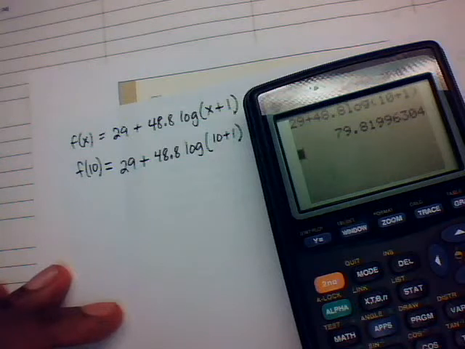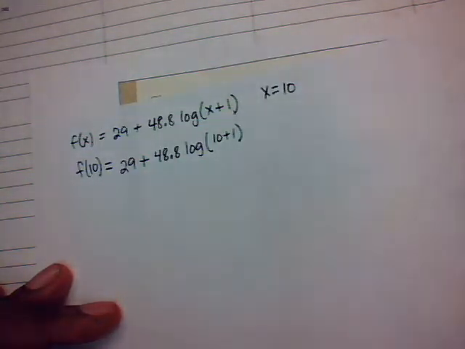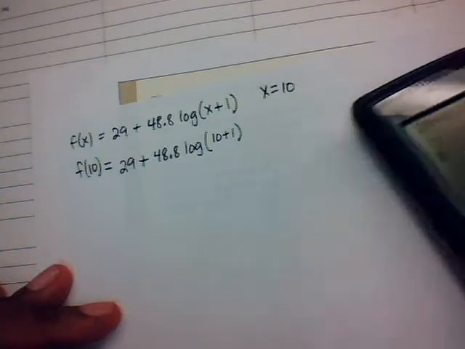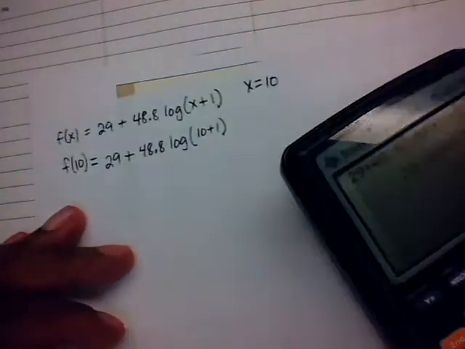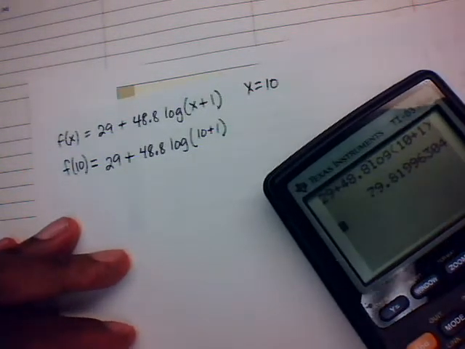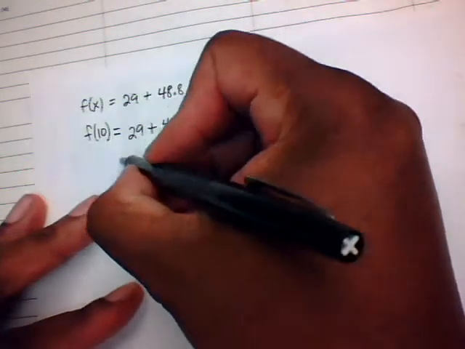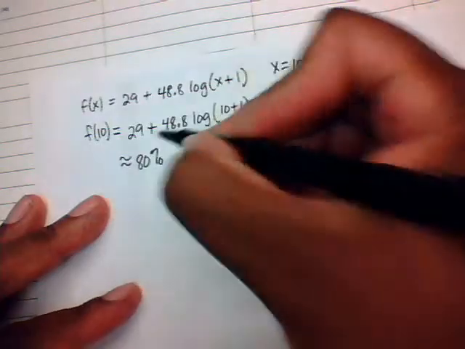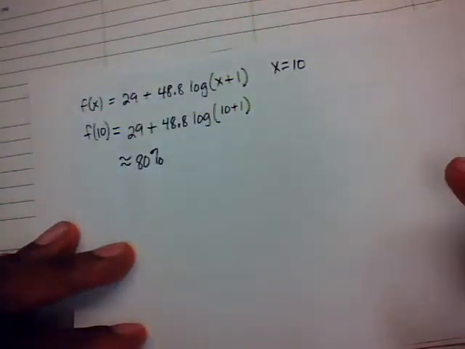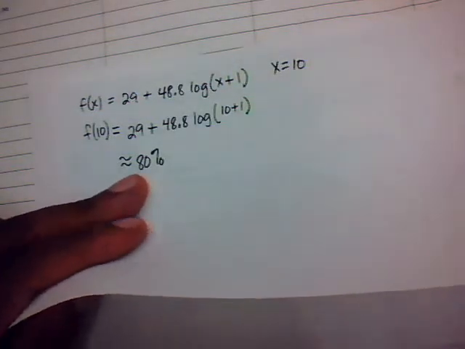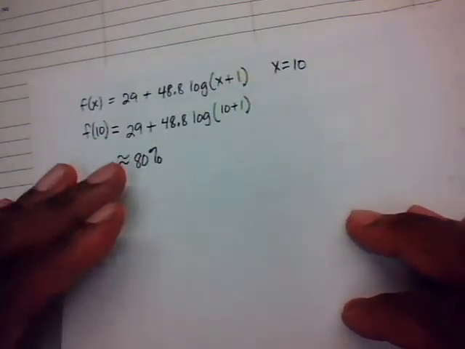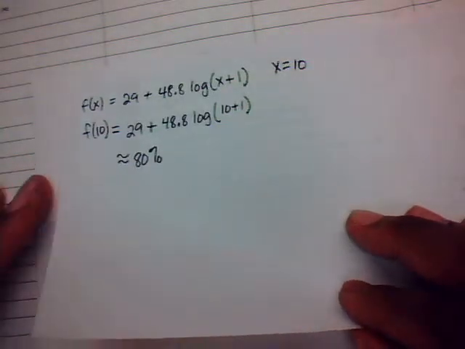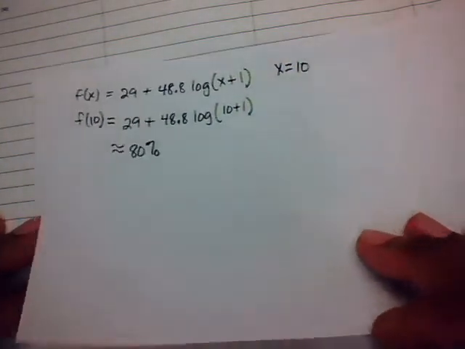And we get, in this case, 79.81996304. Now, they say to the nearest whole percent, which will be 80%. So this will be approximately 80%. So by the age of 10 years old, this boy would have attained 80% of his adult height. Okay, so that's how we apply logarithms to this particular problem, and how we use the calculator to evaluate logarithms.